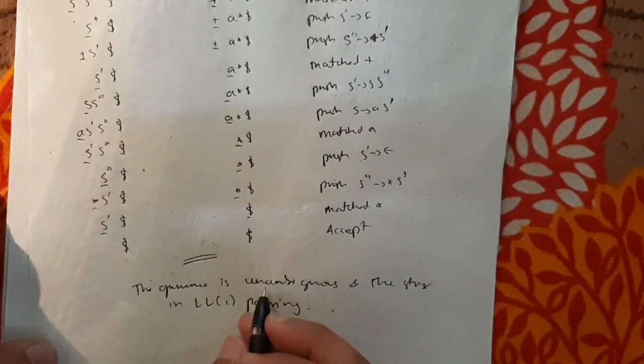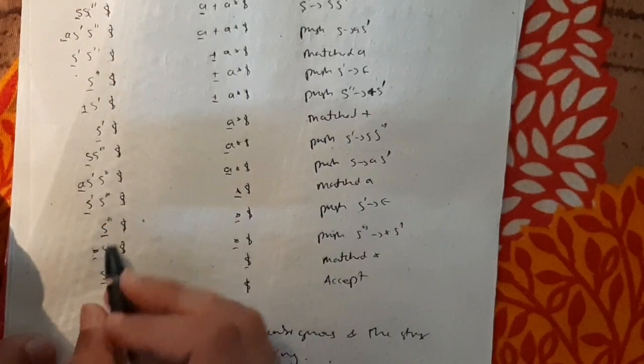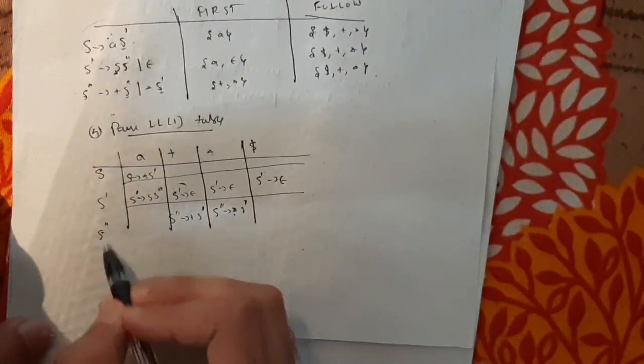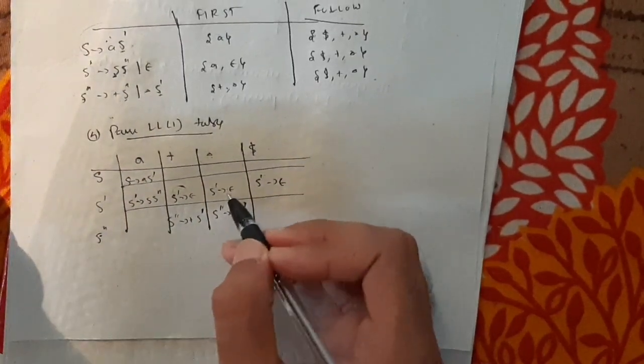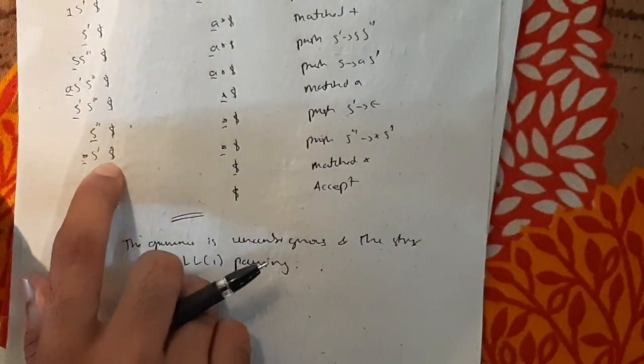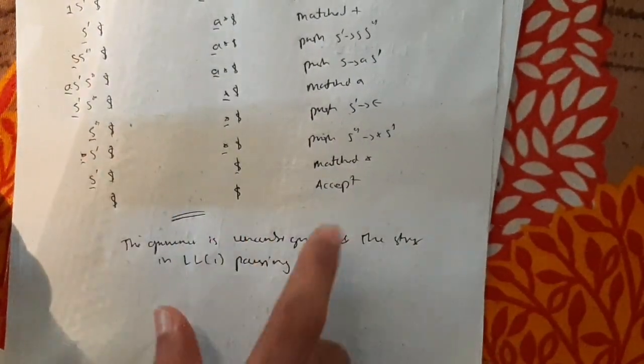In case it was ambiguous, what will happen is at a particular instant of time, for example here I have S dash goes to star. So in S dash goes to star, here I'll have two or more things, so I'll not be sure of which to substitute. So what you will do, you'll just stop there and write here there is an ambiguity of substituting two things, and therefore the grammar is ambiguous and not LL(1). Okay.